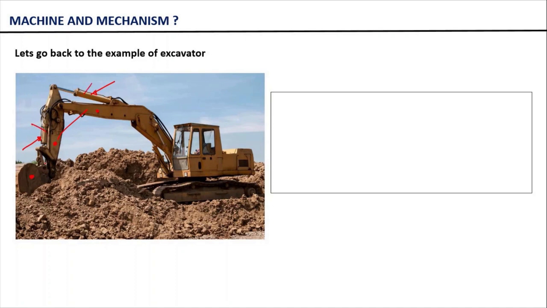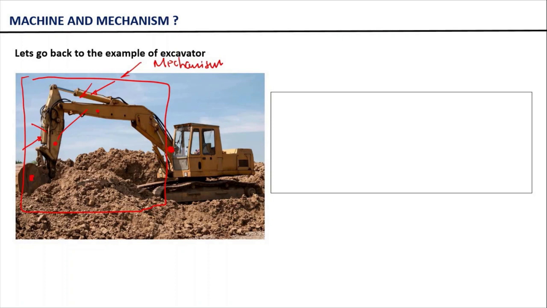Now if we simply consider this arrangement, that is this bucket, these two arms, and then these two hydraulic actuators, then this portion of this excavator we can call a mechanism, right? Because the purpose of this portion is simply to transfer motion from one junction, you can see from this junction, to the bucket, correct?